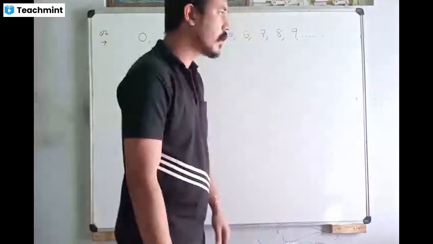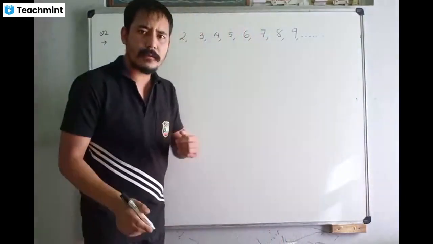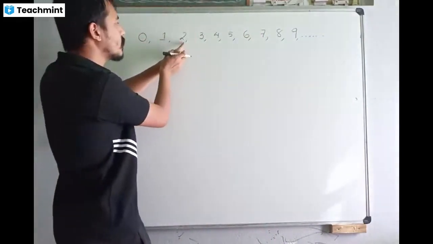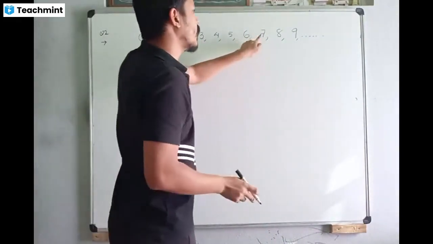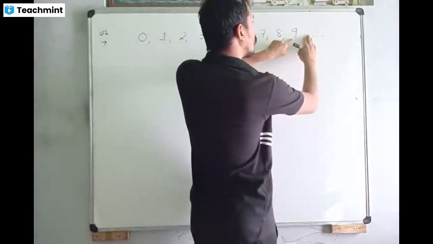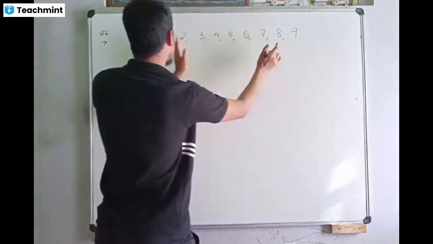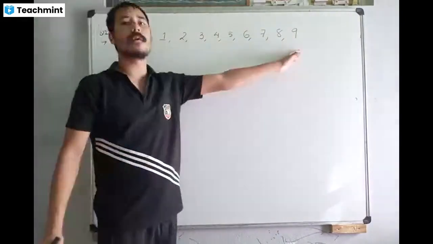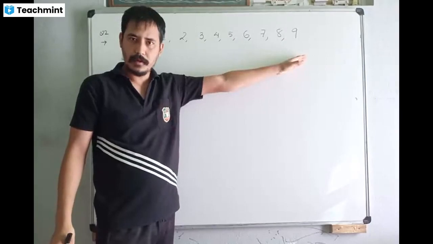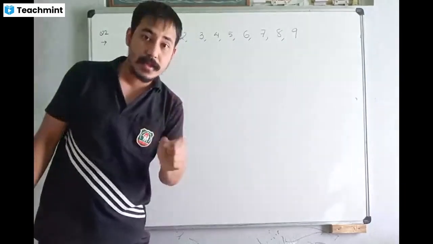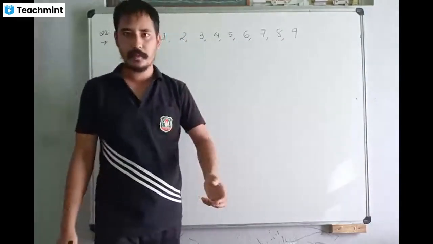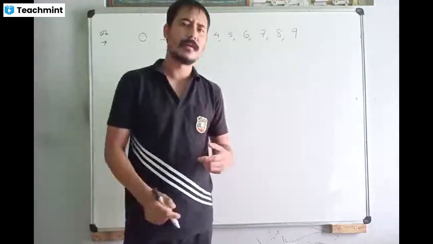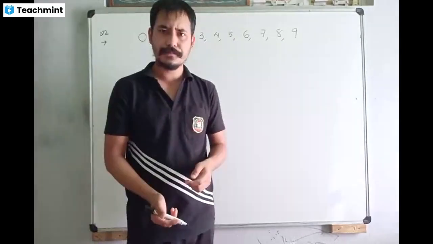But we need to find the arithmetic mean of the first 10 whole numbers. First, second, third, fourth, fifth, sixth, 7, 8, 9, 10. So we want to find out the arithmetic mean of these 10 whole numbers. So these are your first 10 whole numbers. Whole number starts from 0, whereas natural number starts from 1. Don't get confused with these whole numbers and natural numbers.